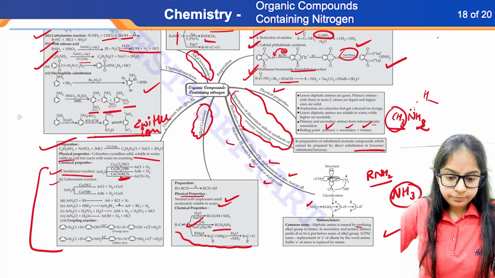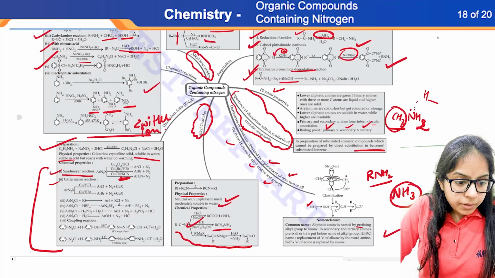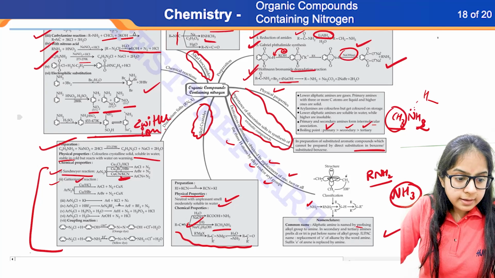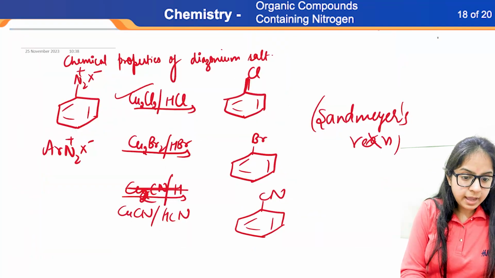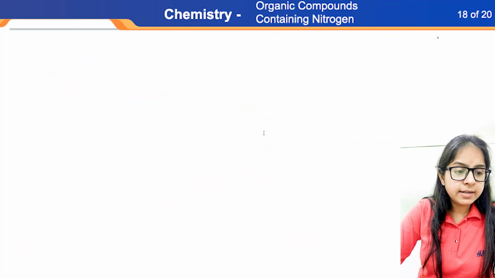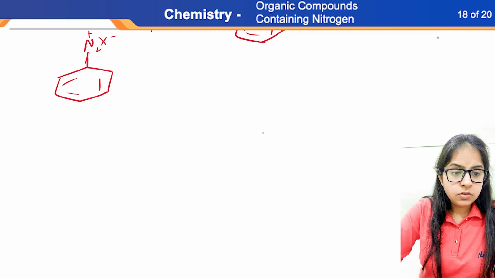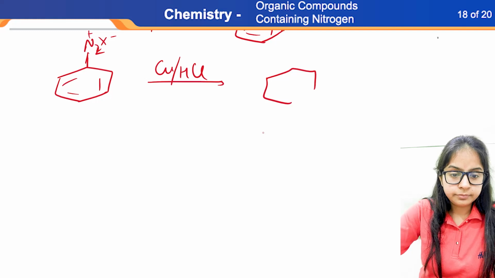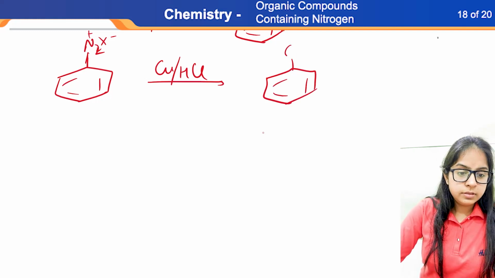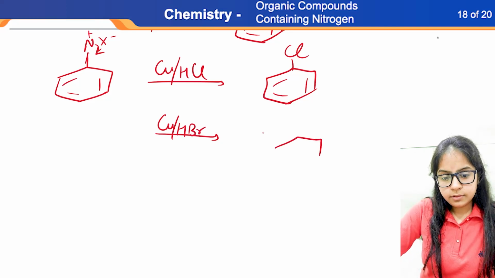Gattermann reaction, you need to take the copper powder. Copper powder means Cu and HCl. ArCl, how you can show? I will show you this. This is my diazonium salt, N2 positive, Cl negative, N2 positive, X negative, Cu, HCl. Then need to put Cl over here. Cu, HBr, need to put Br over here.